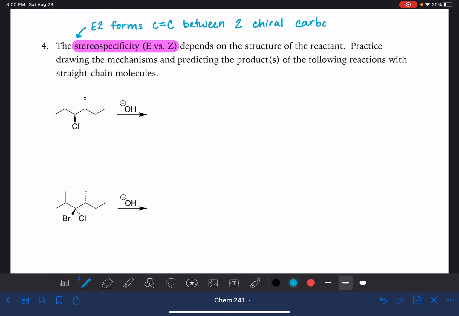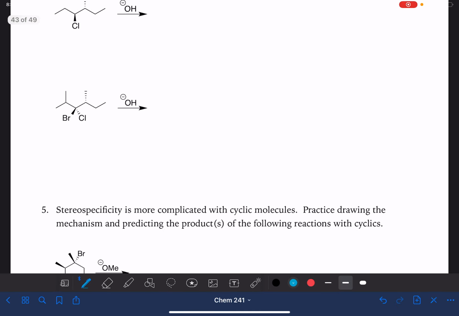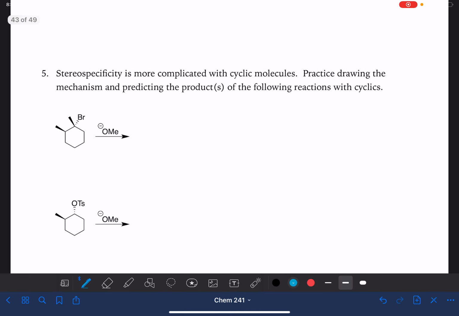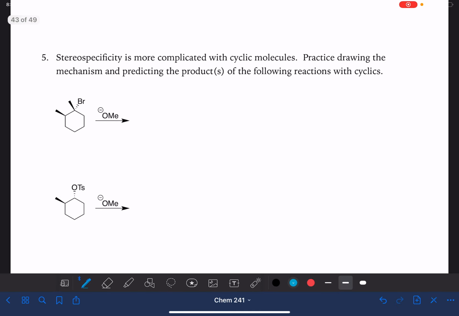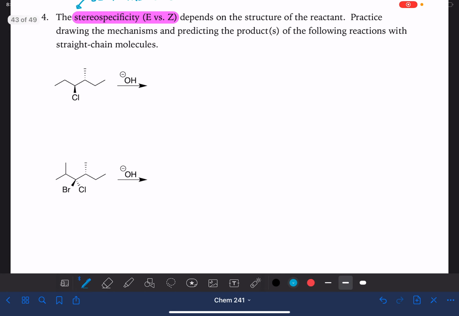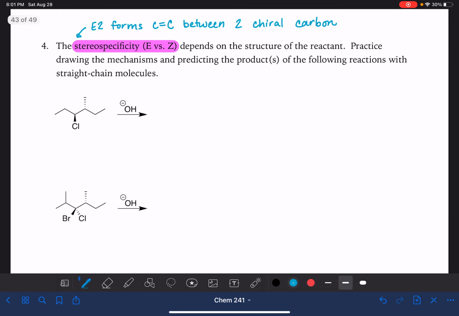We're also going to see stereospecificity is a factor when we're doing an E2 reaction on a cyclic molecule. So we're going to look at examples of that on question number 5, and then on the next page we have some other cyclic molecule problems. So again, stereospecificity is going to be an issue if we're dealing with elimination between two chiral carbons or on a ring, specifically on a cyclohexane ring.